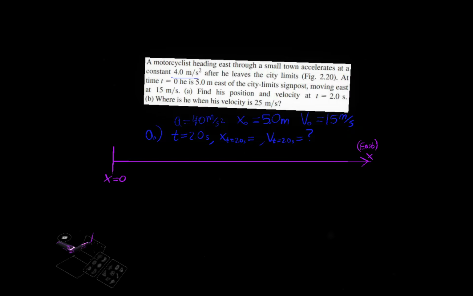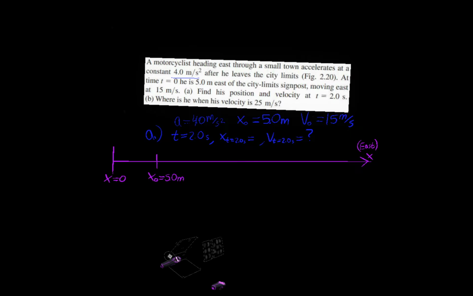But that's not where we start. X naught, the position at t equals 0, is not always 0. It's oftentimes, but this one, right off the bat, we have an example where it's not. Here, they've told us that x naught is 5 meters. So maybe somewhere around here. Yeah, 5 meters. And this is x naught equals 5 meters. Okay, that's x naught.